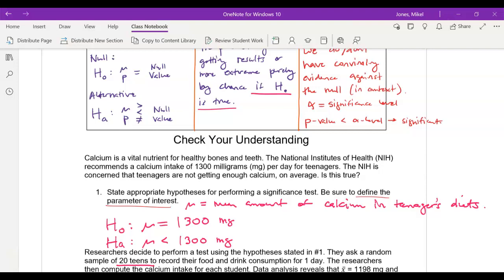And then the thing that we're trying to test is, we're not concerned whether or not teenagers are getting more calcium. We're concerned if they're not getting enough. So not getting enough calcium would be less than 1,300 milligrams. So the null hypothesis, the H0, is mu equals 1,300 milligrams. And then the HA is that mu is less than 1,300 milligrams.